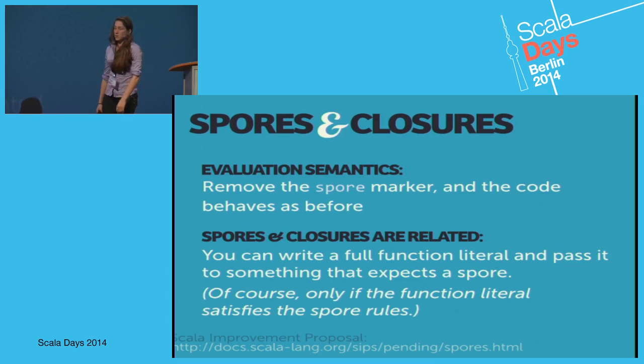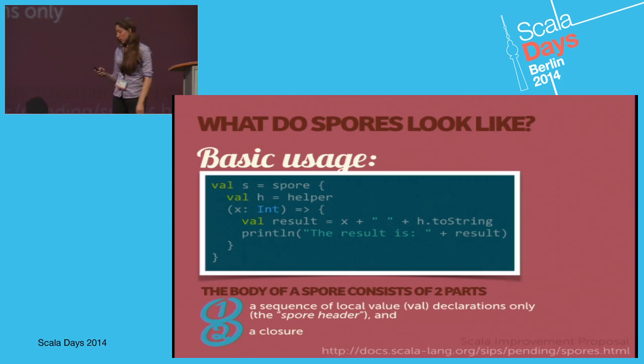It's important to note that the evaluation semantics of spores and closures are basically the same. So if you go back to this and get rid of this spore marker here, the evaluation semantics are exactly the same. We don't change how they're evaluated. We just make you use this shape because it solves a lot of problems as a first step.